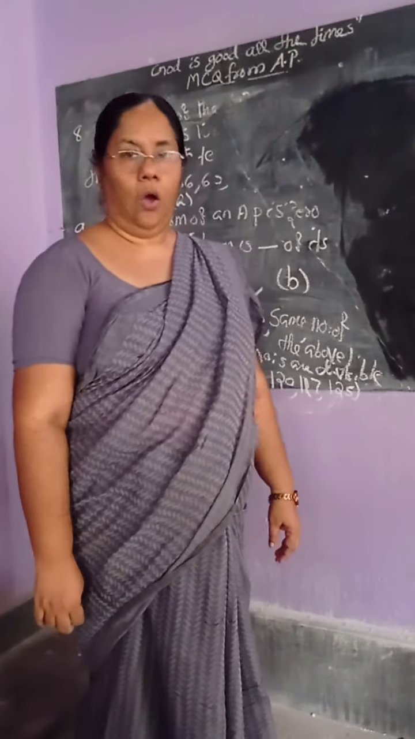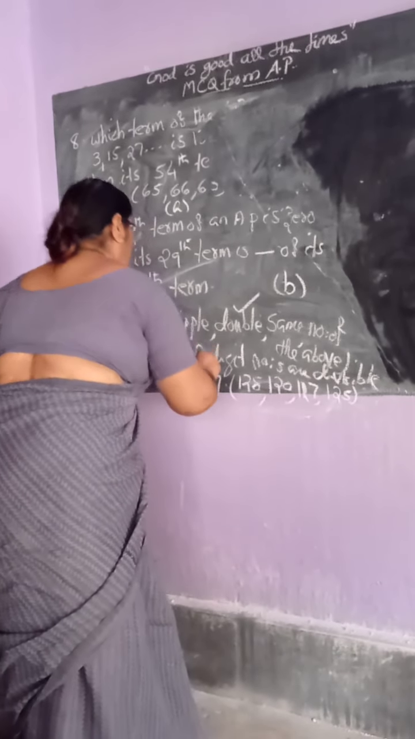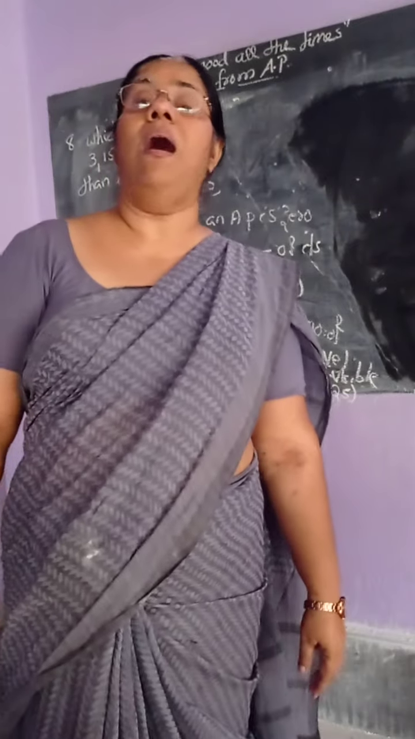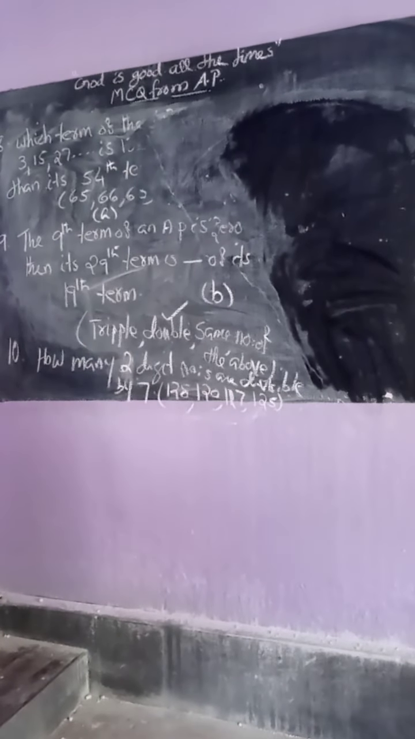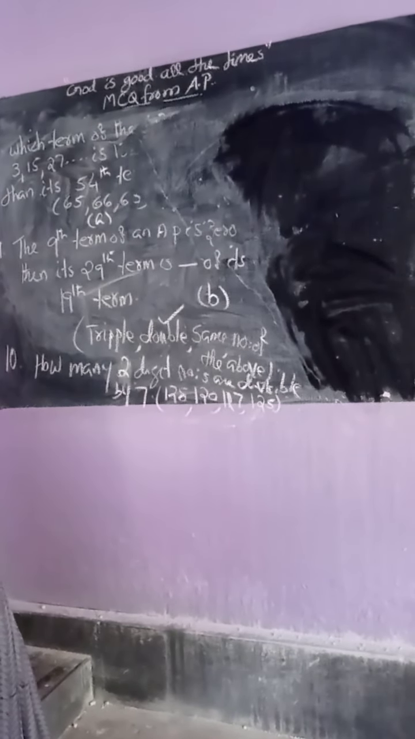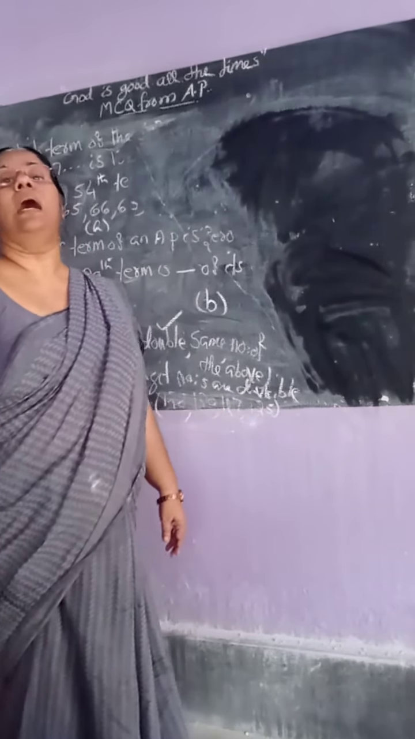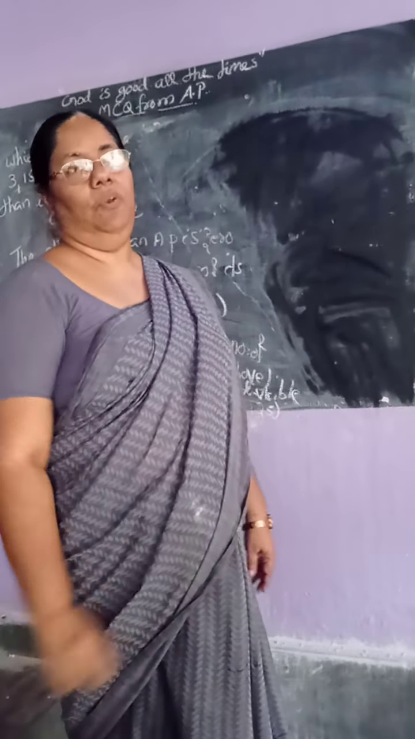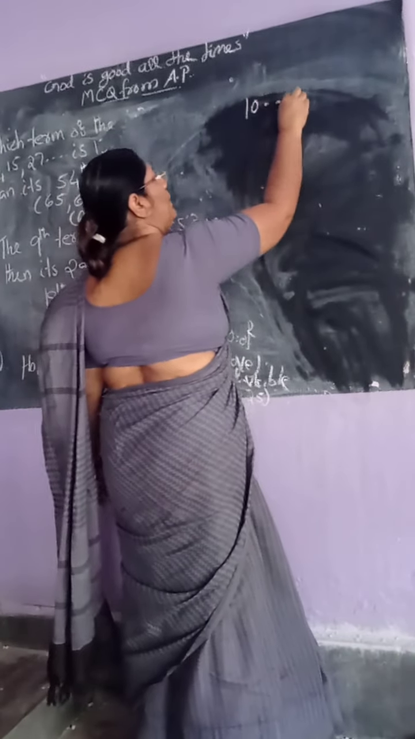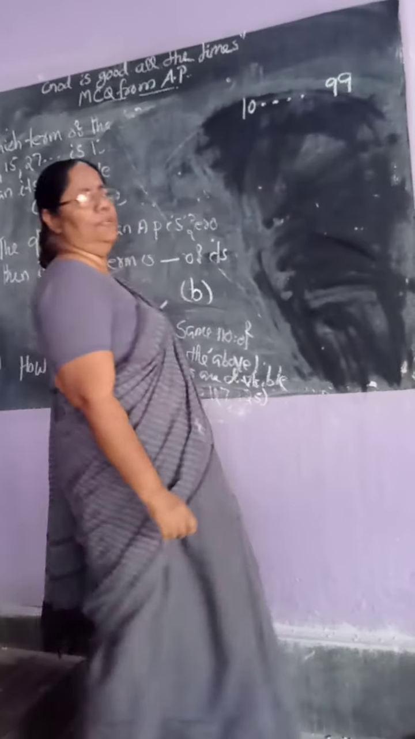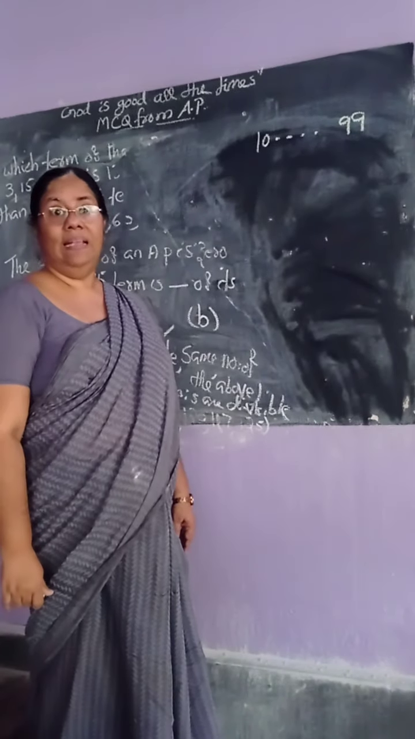How many two-digit numbers are divisible by 7? All of you look here, the method. Two-digit number means we know that 10 to 99 are the two-digit numbers. But here they must be divisible by 7.